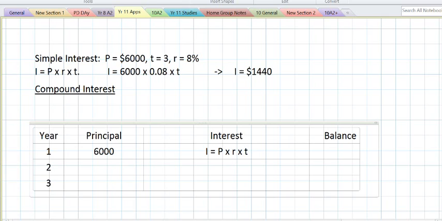which is equal to 6,000 times 0.08 times time, but time is only 1 year, except this is only for 1 year. So we're only talking about within that 1 year. And at the end of that year, the interest paid is equal to $480.